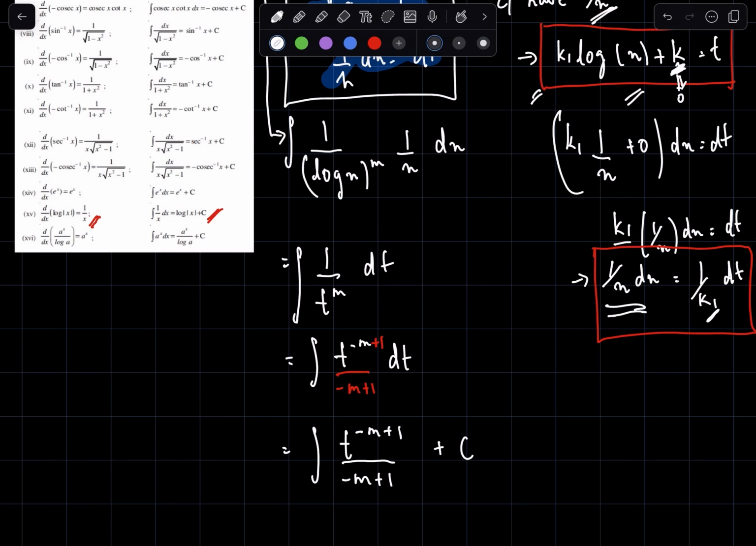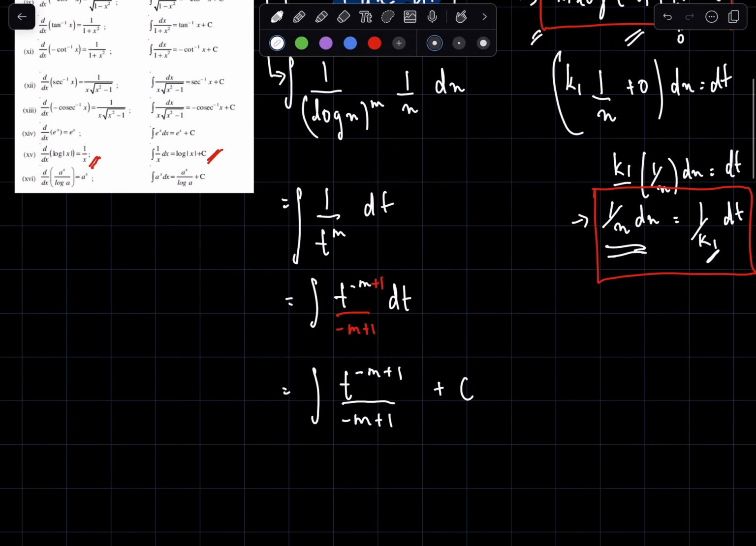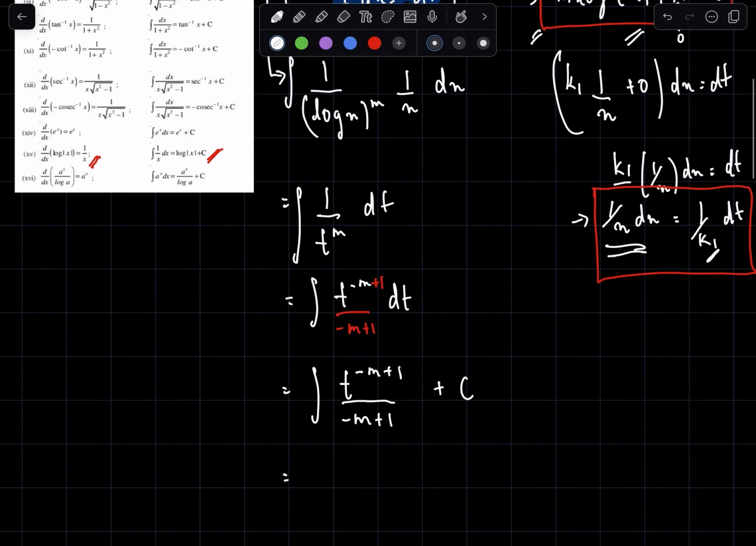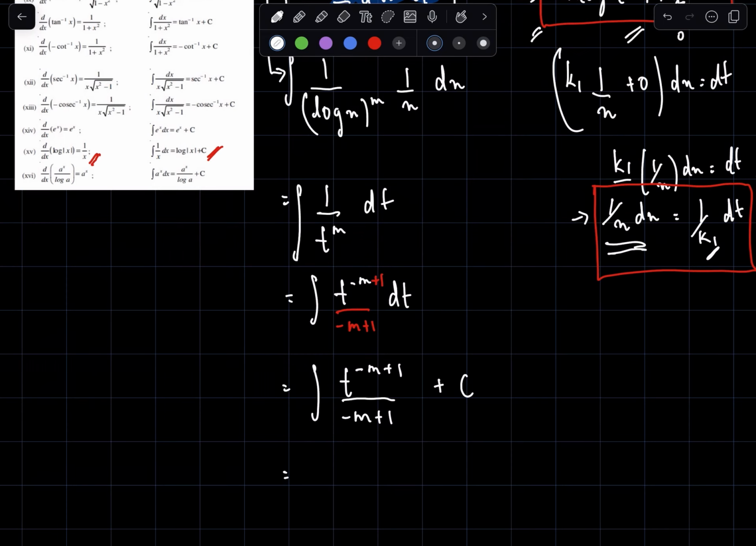Now, what do we do? Alright, so we substitute for t. What is t right now? t is log of x. Oh, sorry, my bad, forgot. This shouldn't be there. Okay, so this is log of x to the power minus m plus 1, divided by 1 minus m. I'm just rewriting it, plus c.